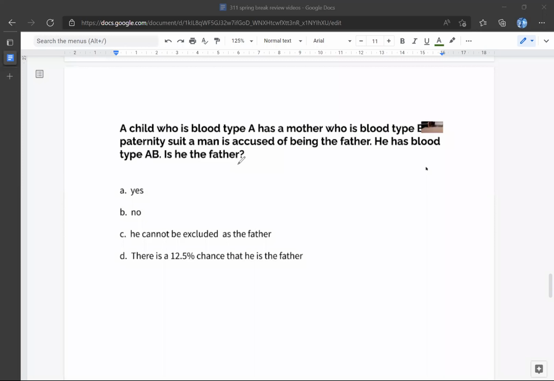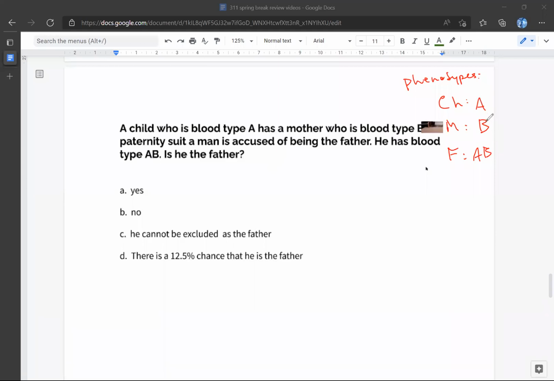So let's think about this. A child has blood type A. We're talking about blood here, so let's go red. Let's describe that what we are talking about is the phenotypes. The child has A. The mother has B. And the prospective father has AB. So can this man who's being accused be the father?